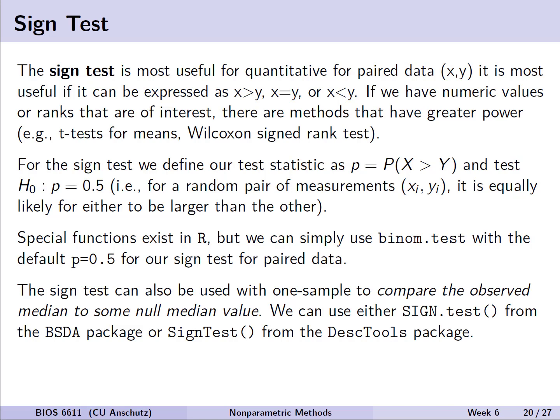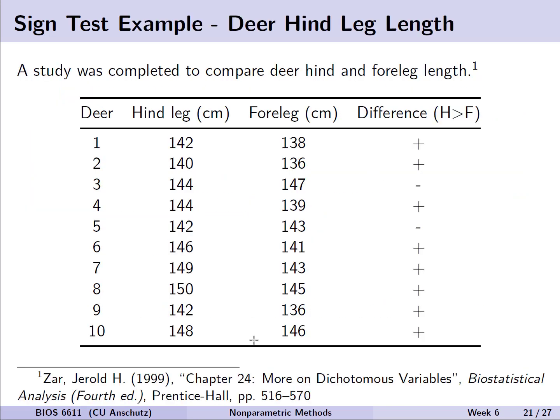We can also, as I mentioned previously, use the sign test for a one sample evaluation of the median, where we'll compare the one sample observed median to some null value. To do this, we can either use the sign.test function from the BSDA package or the sign.test function from DescTools. To see how this applies, let's look at two examples with the sign test. One comparing two observations or groups, and one then comparing a one sample.